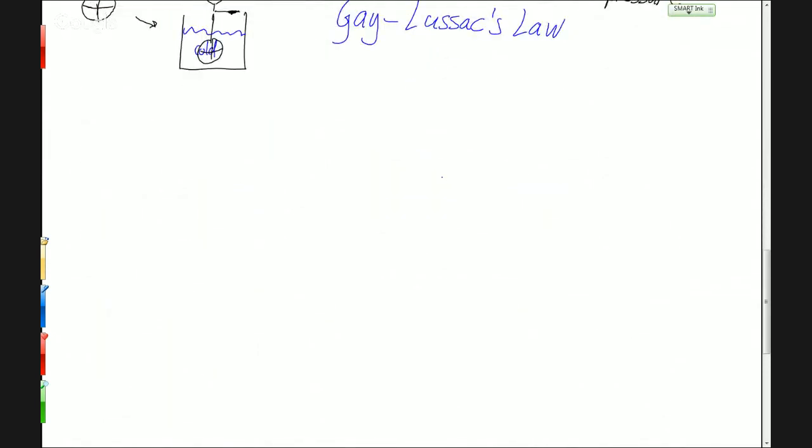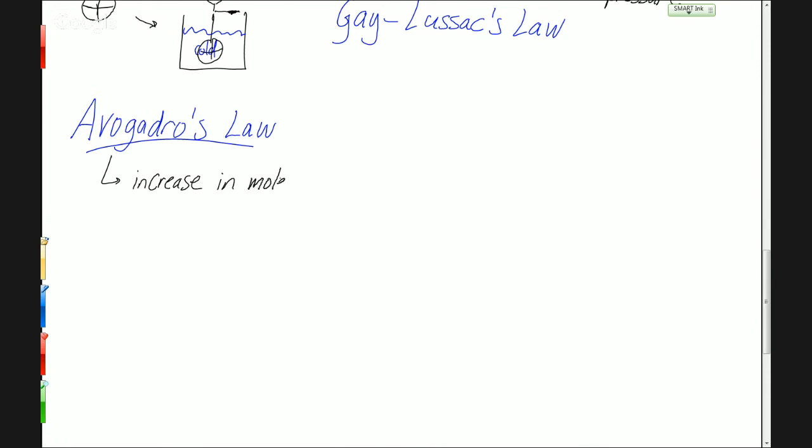There's a fourth one that we didn't test in lab, but it's pretty straightforward, and that's known as Avogadro's law. And that is that an increase in the number of moles of gas, or the amount of gas molecules, gives an increase in volume.